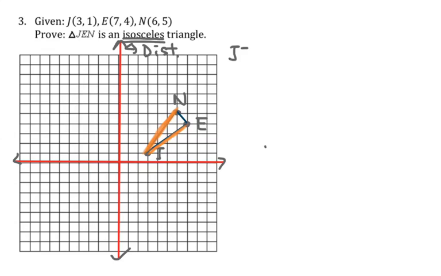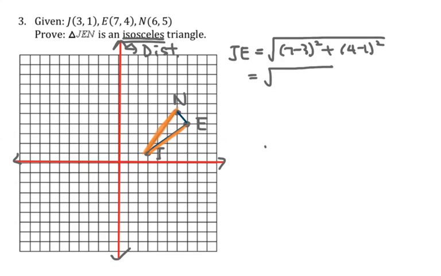So let's look at JE. JE here goes (7 minus 3) squared plus (4 minus 1) squared. Then what do we end up getting? That's equal to 4 squared, which is 16, and this one is 3 squared, which becomes 9. So we end up getting the square root of 25, same as before, which becomes 5.